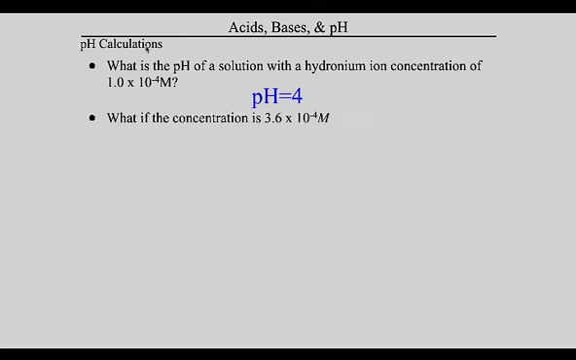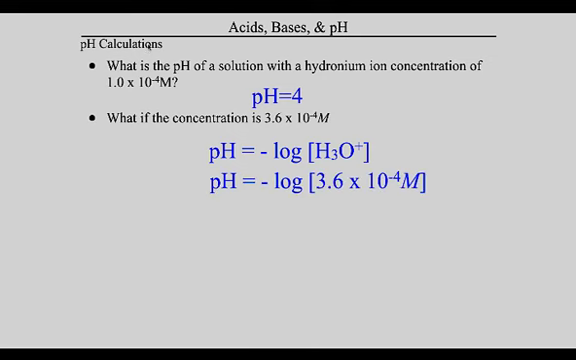So what about this? What if the hydronium ion concentration is 3.6 times 10 to the negative fourth? Why is the answer no longer 4? Because this is not a 1. So now we need to do the math. And guys, I would encourage you to write this down in your notes with me. How do you solve this? First thing you do is you write down the equation. Then you plug in the molarity for the hydronium ion. Where does that go? Inside the brackets. So pH is the negative log of 3.6 times 10 to the negative fourth.